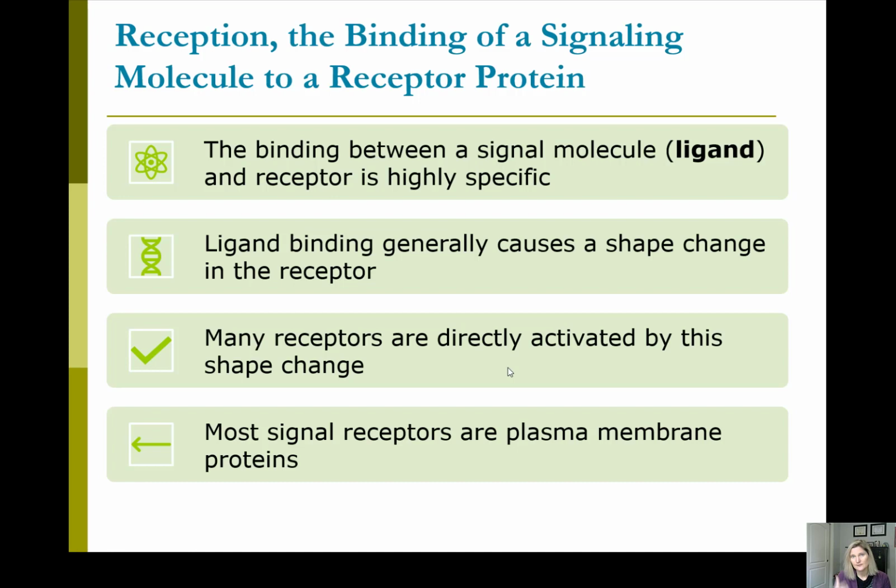So it tells the cell membrane what to do. So most signal receptors we talk about are basically proteins. Not all of them, but for the purposes of this class, most of them are going to be protein receptor sites.